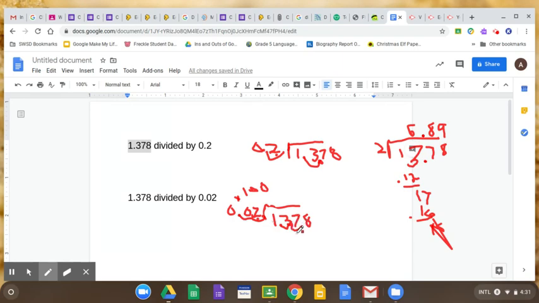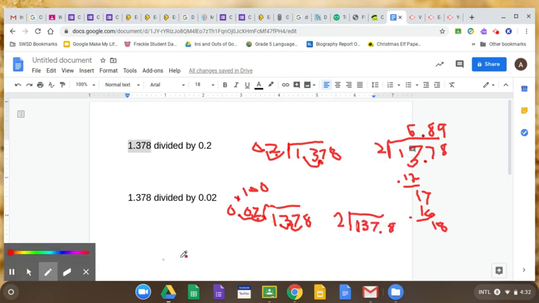So now this number becomes 137 and 8/10 divided by 2. It's different than this one up here because this was 2/10 instead of 200ths. This is a 13, this will be 137. Okay, so if I rewrote the problem, this is what it would look like for this problem here.